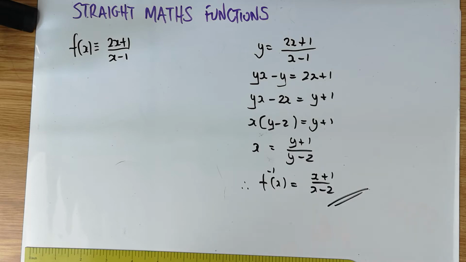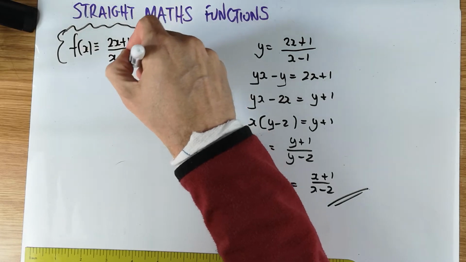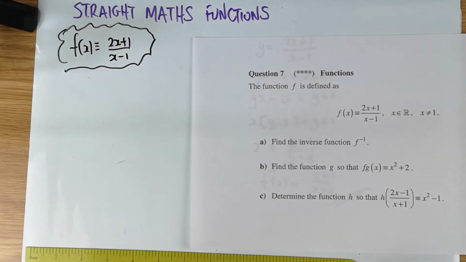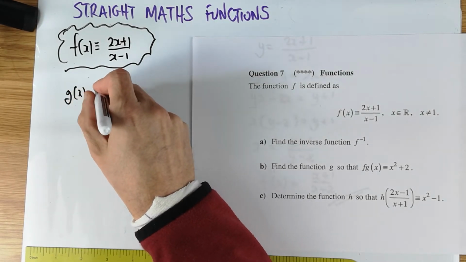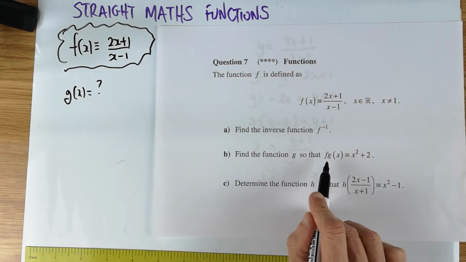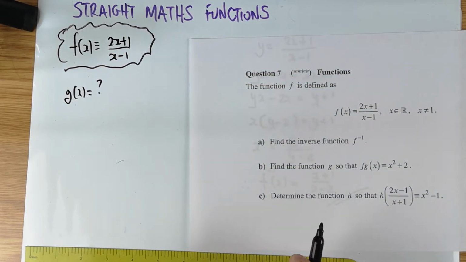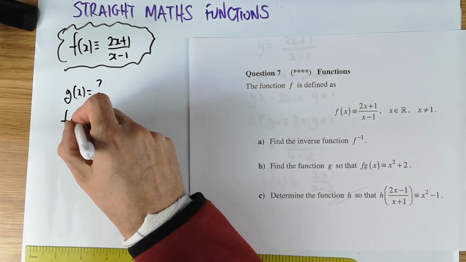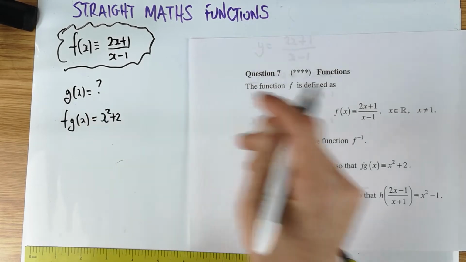Now comes the next bit, which I'm going to write. So this is already given. What does it actually say? g of x equals question mark. Find the function g so that f of g of x is x squared plus 2. So we need to find the g. When we do f of g of x, the answer that we're going to get is x squared plus 2.